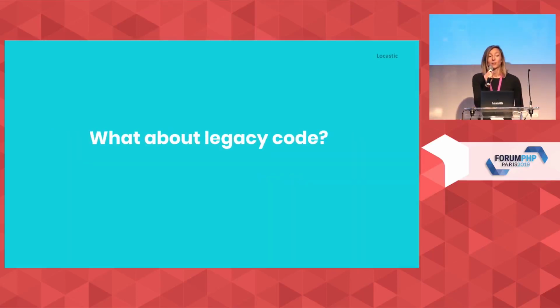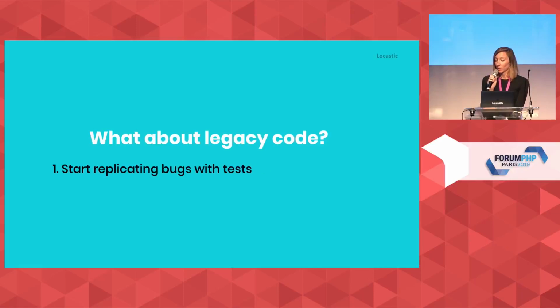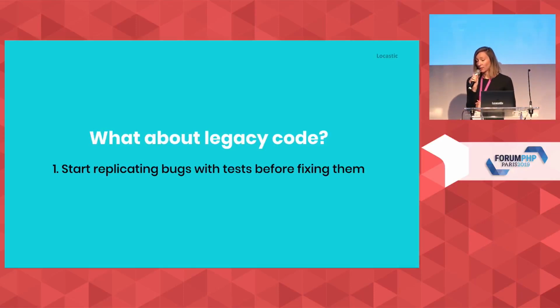So what about the legacy code? You may have a big application already running, no tests, but you would like to write some tests and you're not really sure where to start. Well, one way is to start by replicating bugs with tests before fixing them. So each bug you find on your application, first you write a test, and then you fix it. That way you will make sure that bug won't appear again.